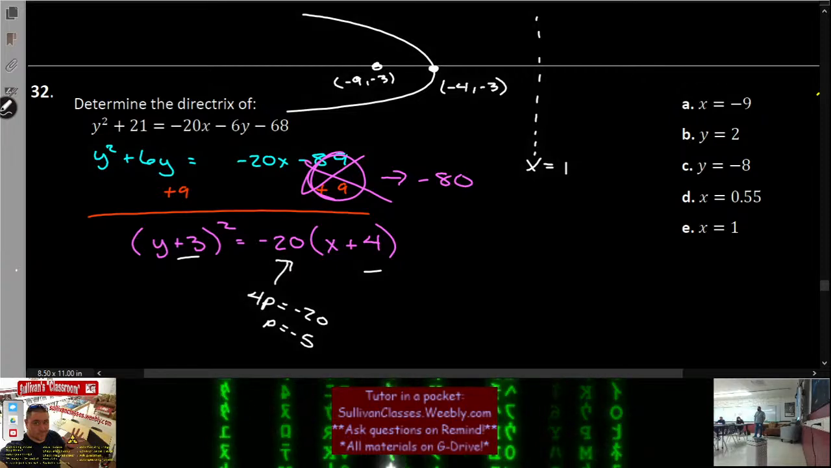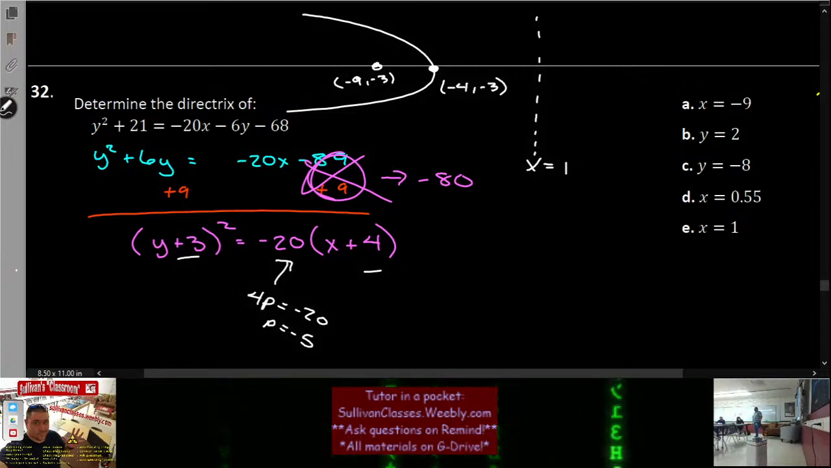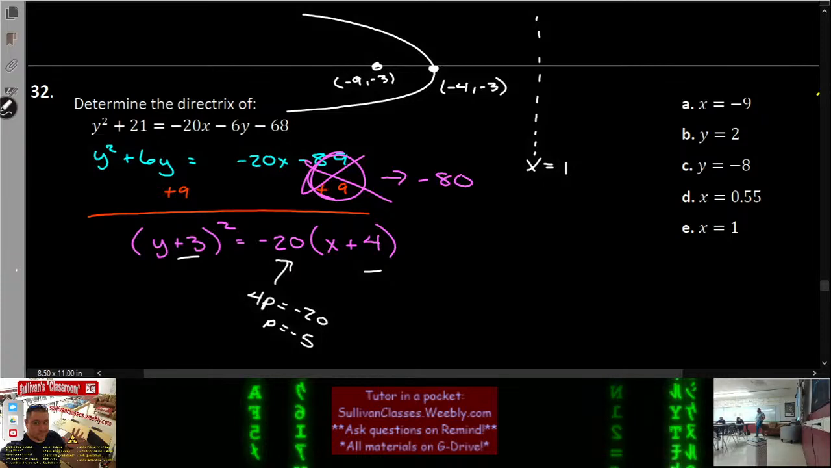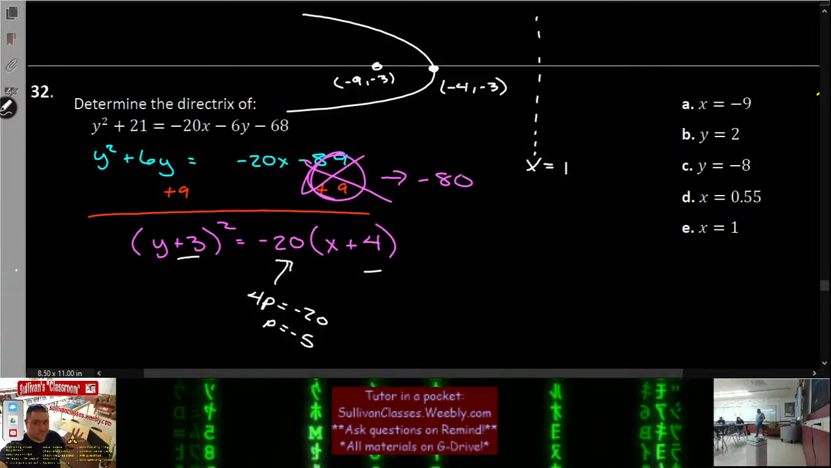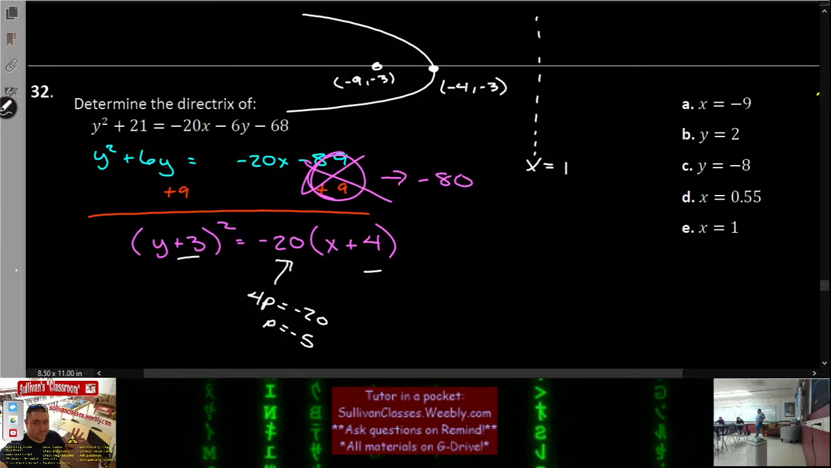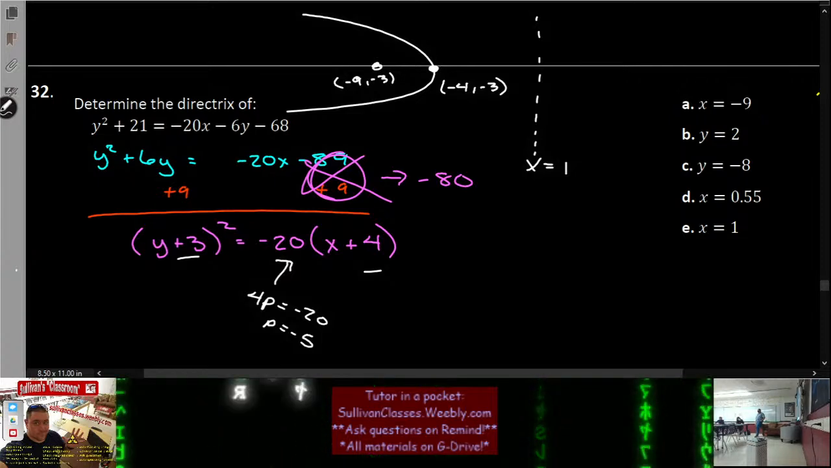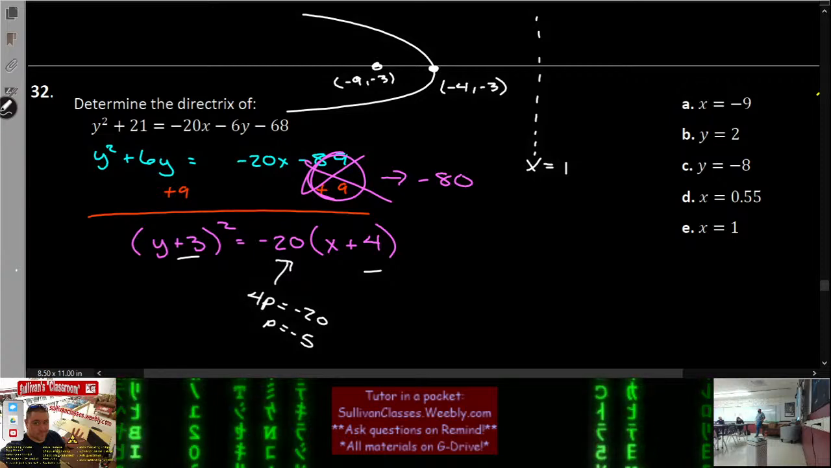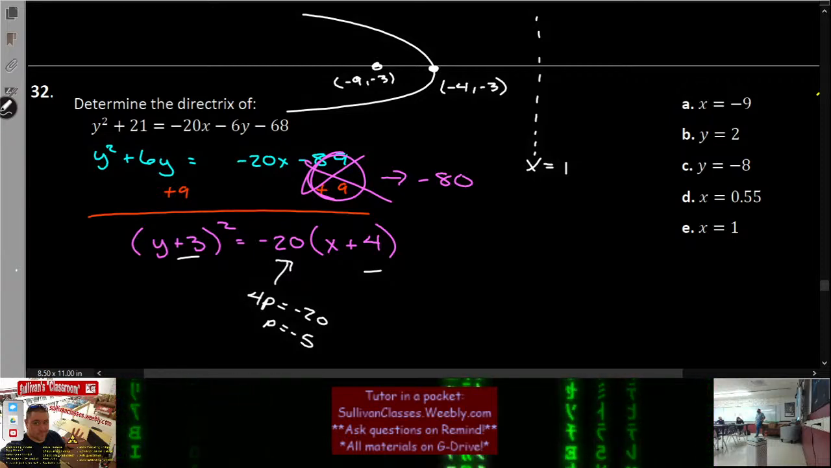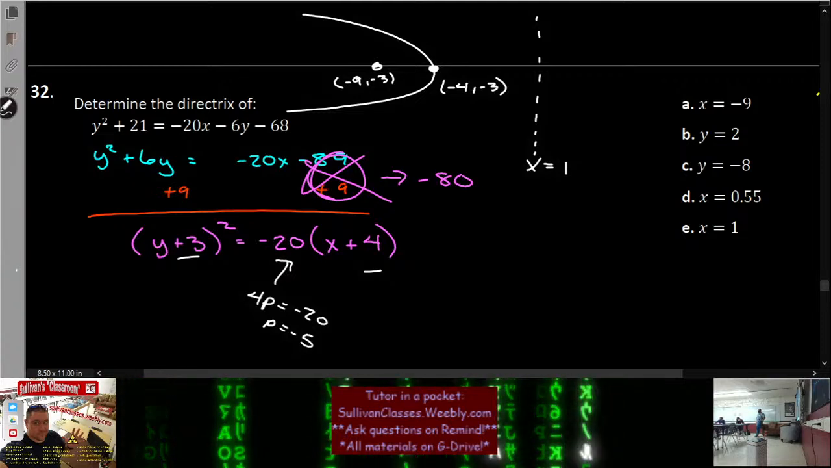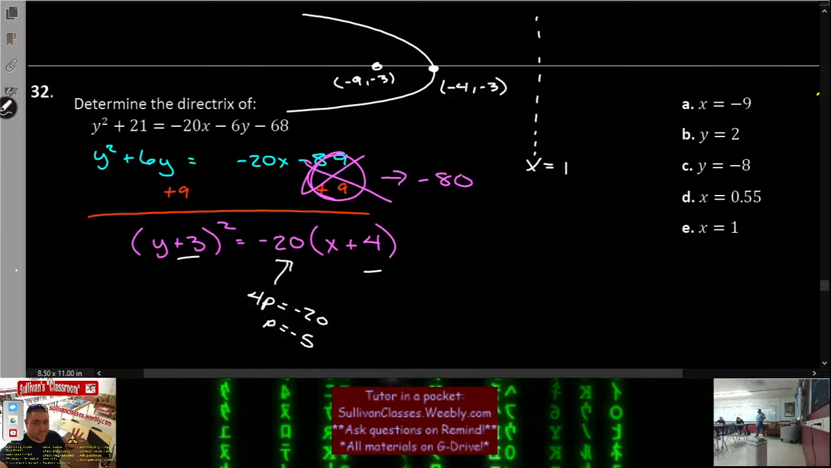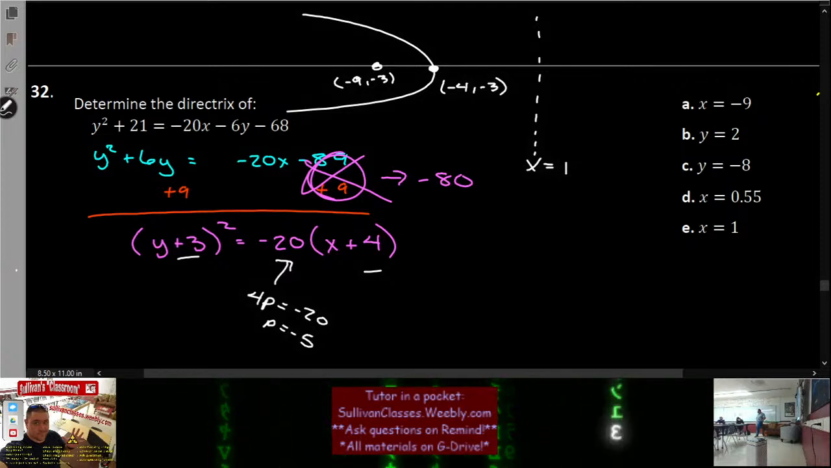Well, I would bet that number 32 on your final is also a parabola, but who says it's going to be find the directrix? What if it's find the focus? What if it's here's a point the parabola contains, what is a line tangent to it? All I'm saying is number 32 is going to be something, something, figure out crap with parabola.